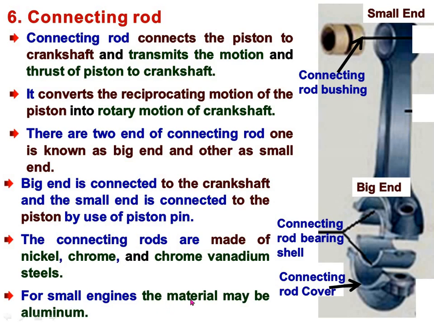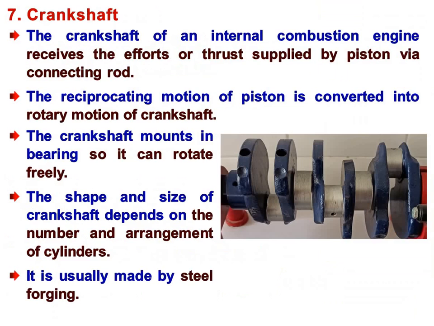For a small engine, the material may be aluminium. Means if we want to make a small engine, to reduce the weight of the engine, and there may not be a high thrust load to be transmitted by this connecting rod from piston to crankshaft, then in that case aluminium may be used for manufacturing the connecting rod.